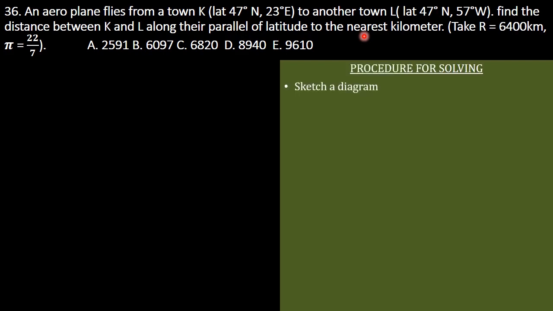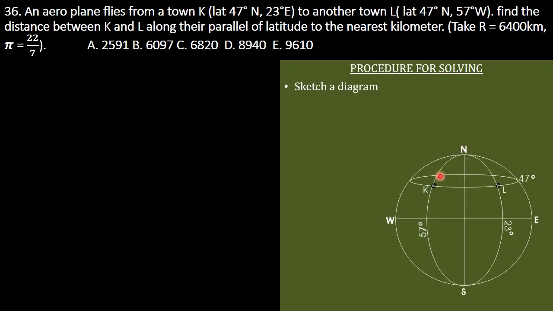The first step is to sketch a diagram. Here is the diagram. Draw a big circle. After the circle, they said an aeroplane flies from a tank that is latitude of 47 degree north. That is this. Latitude of what? 47 degree north and 23 degree east. 23 degree east. That is the longitude.